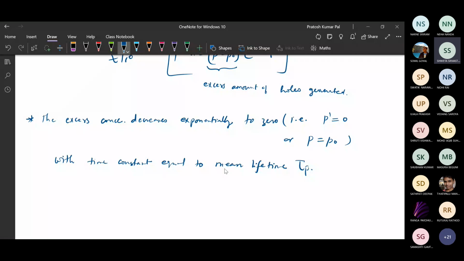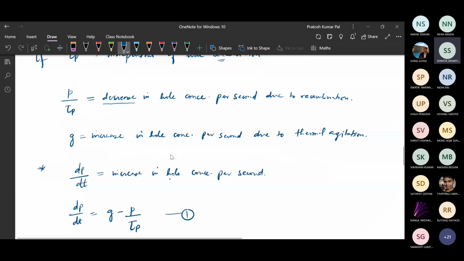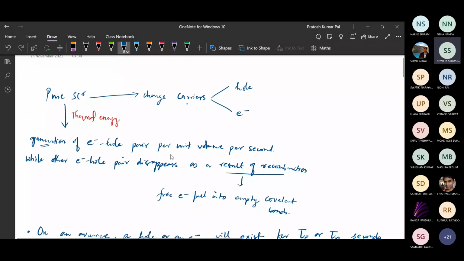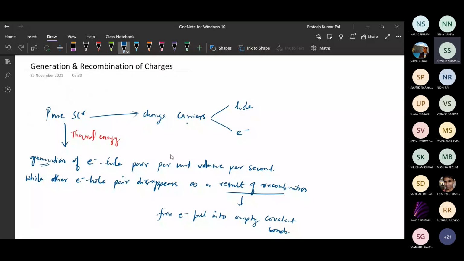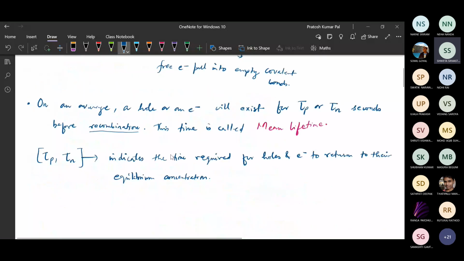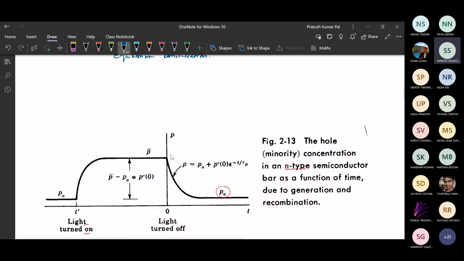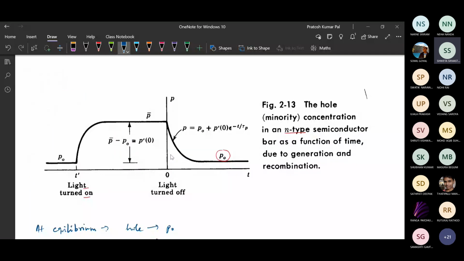Okay, so this is how the generation of charge carriers and the recombination of charge carriers in a particular semiconductor is going to take place. So this is the case of an n-type semiconductor. In n-type semiconductor, minority carriers will basically be the holes, and hole concentration will only have a significant change once we have applied the light or thermal agitation.